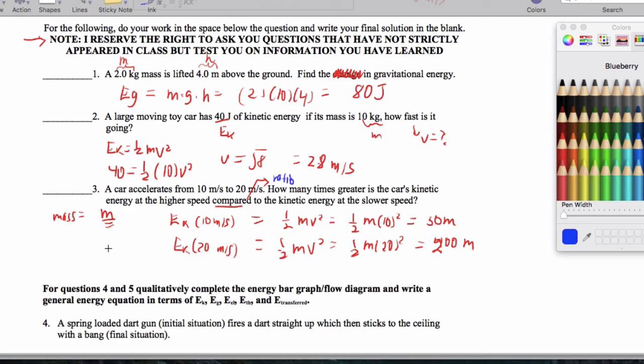And you know what? Let me say that a little bit more carefully. EK at 20 divided by EK at 10 is going to be 200 multiplied by m divided by 50 multiplied by m. The m's cancel. You get 200 divided by 50, and that's 4. There are no units on this because it's a ratio. Another way you could write this is as 4 to 1. I do want you to simplify if you get a fraction, though.